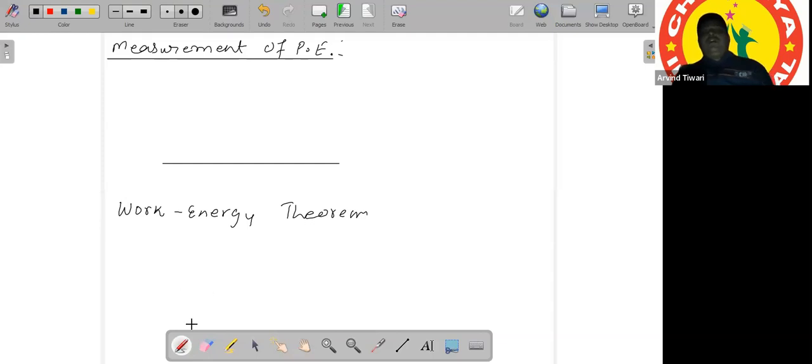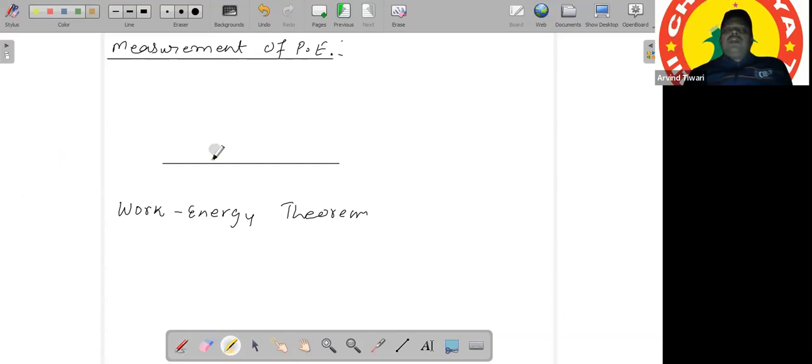See, according to the work energy theorem, we are going to utilize it here. And what does the work energy theorem say? According to it, whatever amount of work we do, our work done gets stored in the form of potential energy. Or you can understand it the reverse way also: whatever amount of energy you have, that same amount of work can be done. So work and energy are interconvertible.